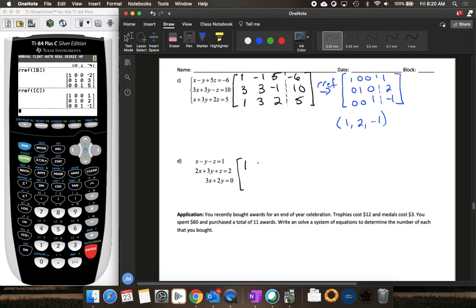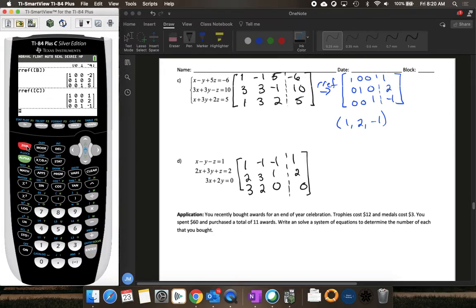So for our first row, 1, negative 1, and 1. Second row would be 2, 3, 1, and 2. And third row, be careful, 3 for x, 2 for y, 0 for z, and then 0 for our constant. So be careful with how you write that last equation, making sure that you do include a 0 for z, otherwise we won't get the right answer. So let's go back to matrix, over to edit. We'll choose option 4 to make a new matrix. Again, a 3 by 4 matrix, and we'll go ahead and type in those values.